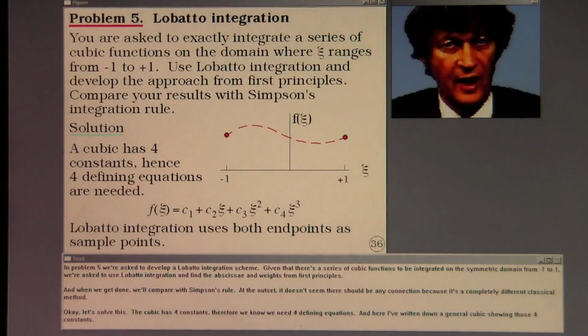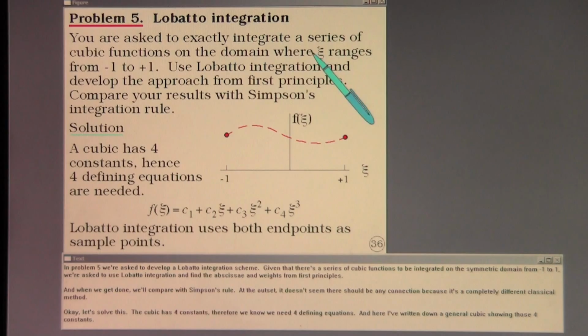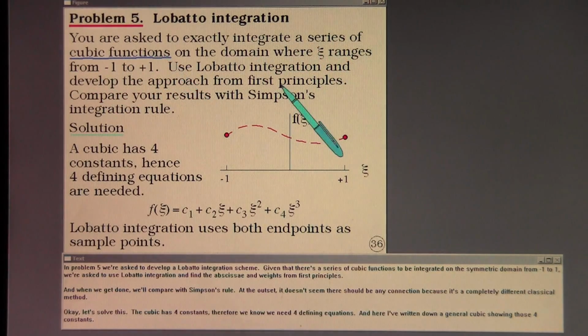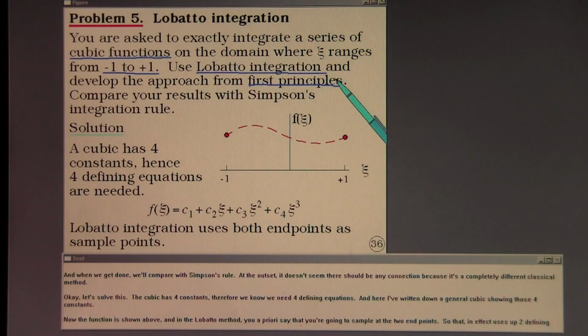In problem 5, we're asked to develop a Lobatto integration scheme. Given that there's a series of cubic functions to be integrated on the symmetric domain from -1 to 1, we're asked to use Lobatto integration and find the abscissa and weights from first principles. And when we get done, we'll compare with Simpson's rule. At the outset, it doesn't seem there should be any connection because it's a completely different classical method.